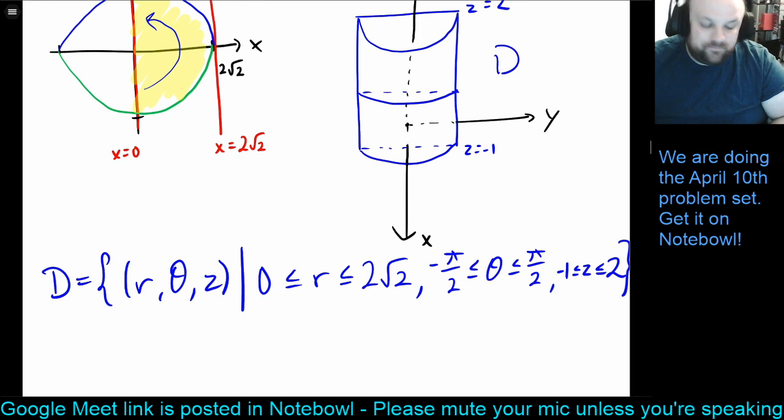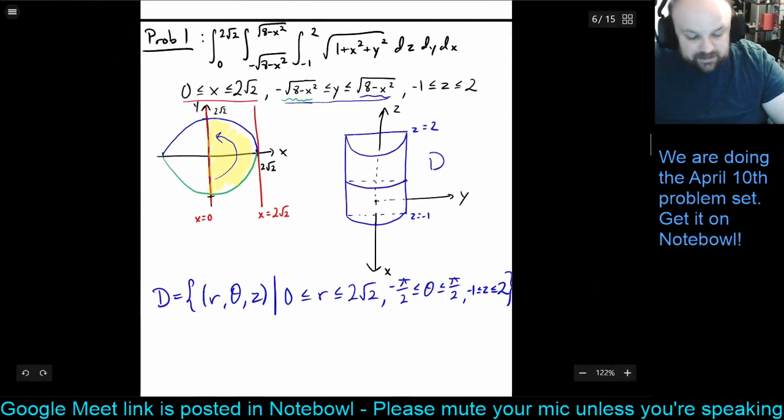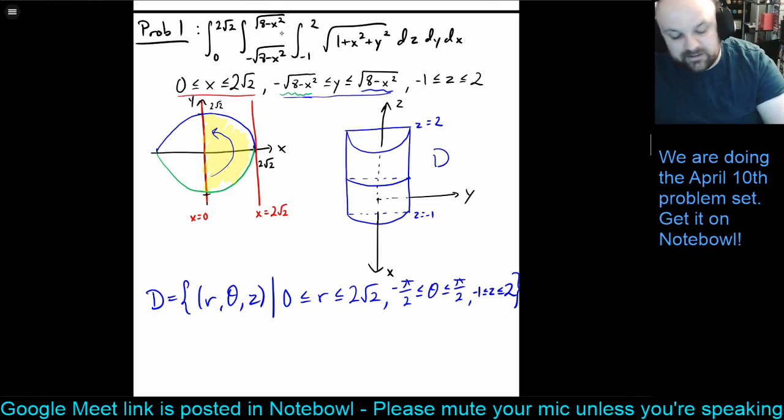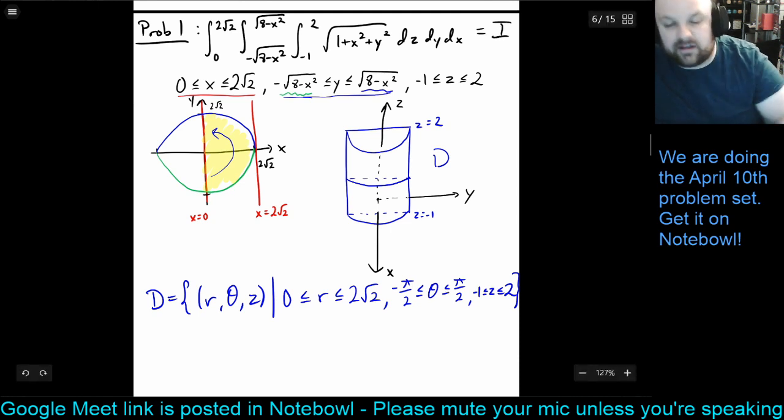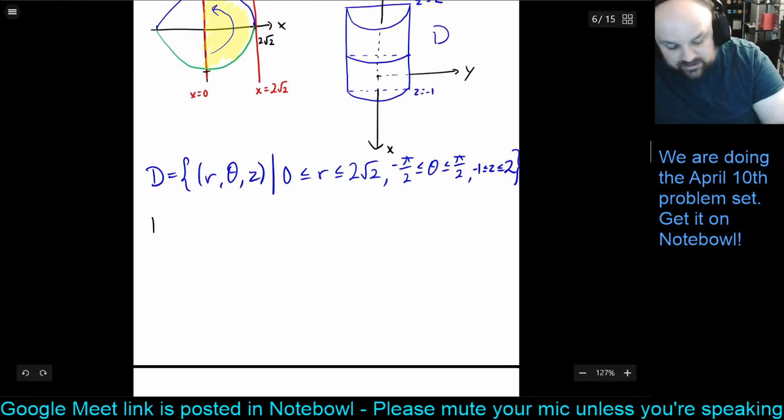Right. So that's our nice region of integration. These bounds, really just this bound in particular, is kind of bad, but they all become constants in cylindrical coordinates. So let me call that integral I up there, so I can rewrite it down here.